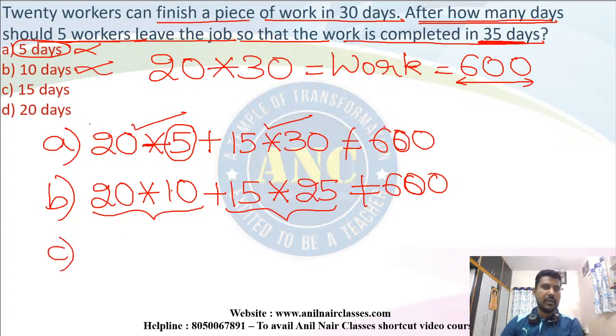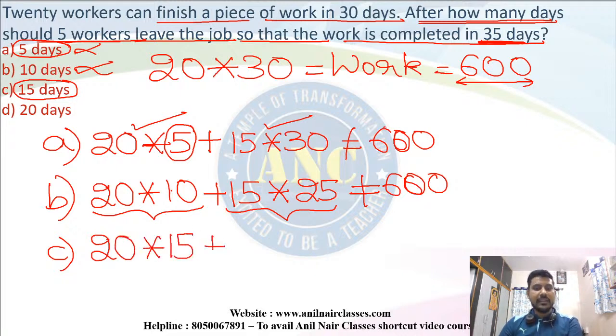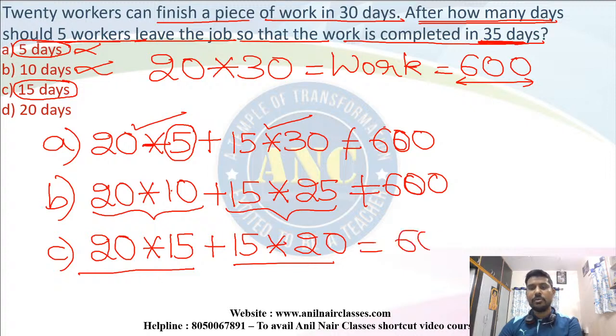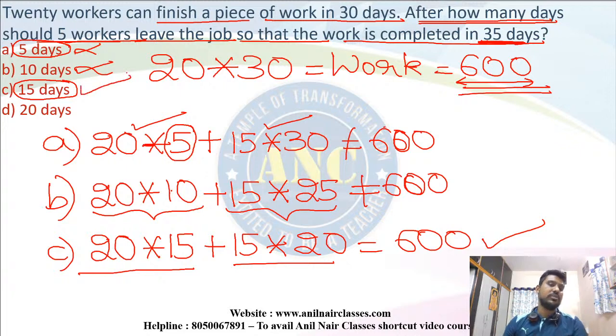Check out the third option. Third option is 5 people should leave after 15 days. That means the first 20 workers will work for the first 15 days and then 5 people left. Now only 15 people are working. Total number of days is 35 days. So 15 already done, another 20 days. 300 plus 300. It is equal to 600, which is nothing but the total work according to our question. The answer for this question is option C. Easily you can solve some of the questions by using answer options and that too without using variables.